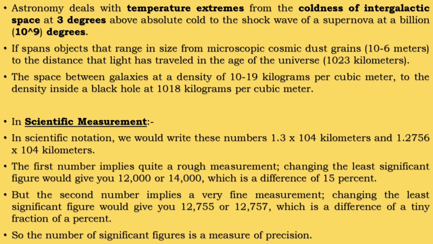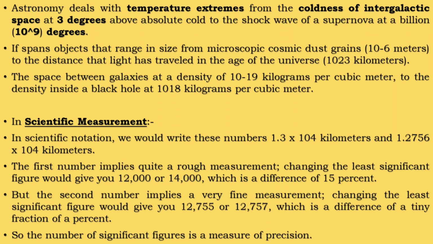The first number implies quite a rough measurement. Changing the least significant figure would give you 12,000 or 14,000, which is a difference of 15%. But the second number implies a very fine measurement. Changing the least significant figure would give you 12,755 or 12,757, which is a difference of a tiny fraction of a percent. So the number of significant figures is a measure of precision.